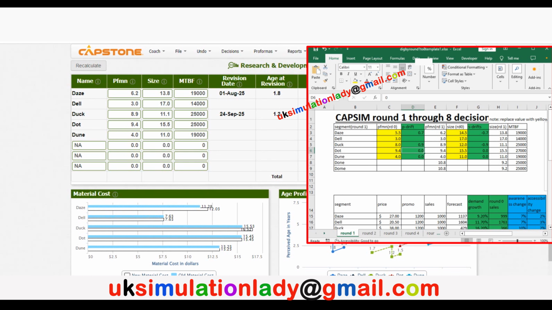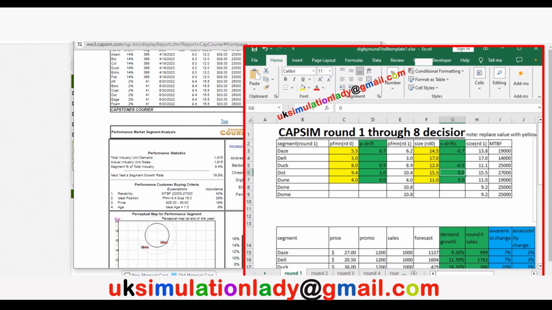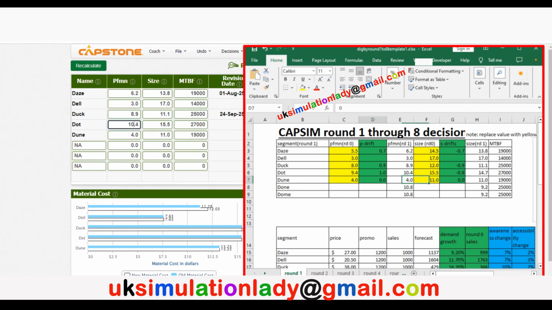Capsim R&D decisions. Now, let's work on Capsim Round 1 performance product. The most important thing in the Capsim performance segment is MTBF of 27,000. 43% of the market considers reliability to be the most critical attribute of the product. Based on this, let's give an MTBF of 27,000.